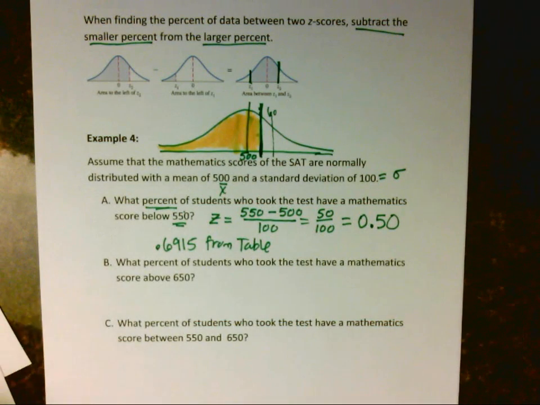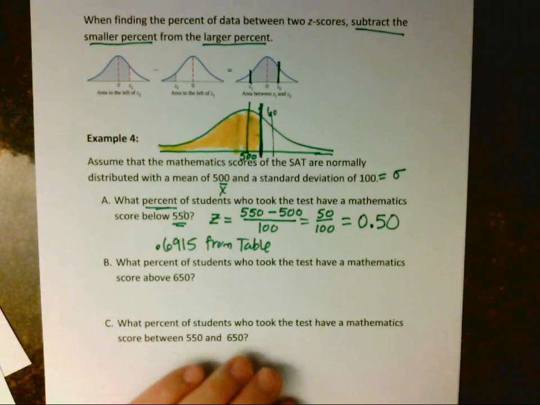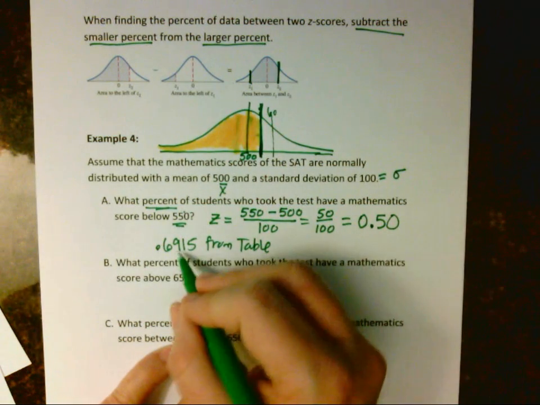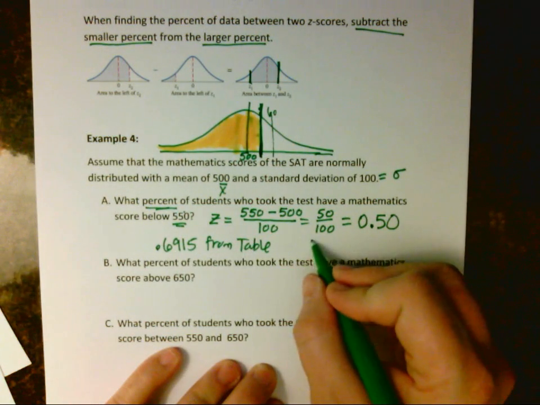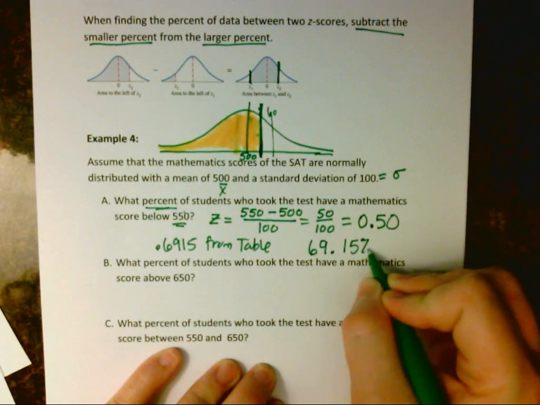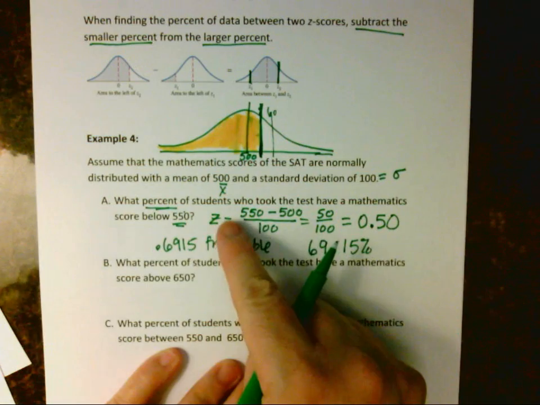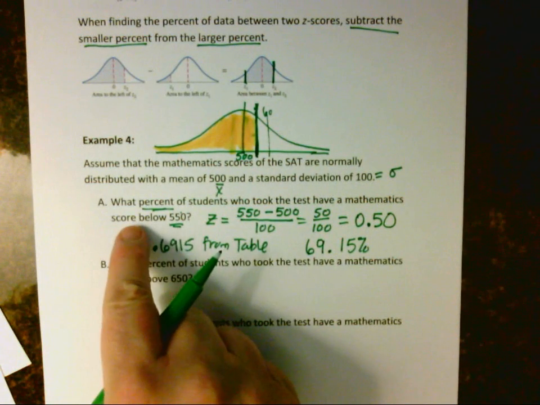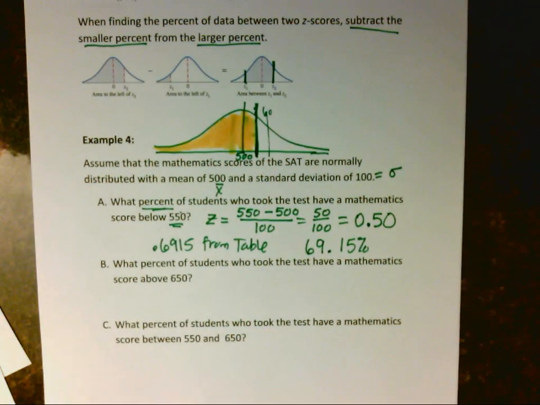Now, the question asks us what percentage. So our final answer needs to be multiplied by 100 to put it in percentage form: 69.15% of the students have an SAT score below 550.